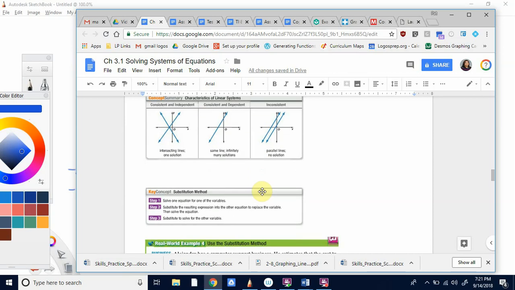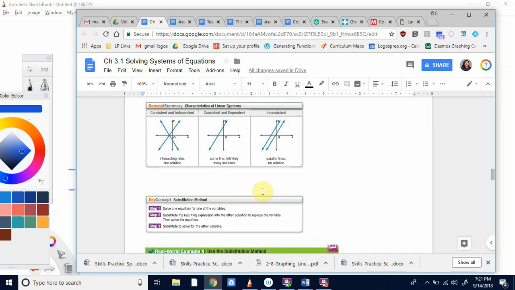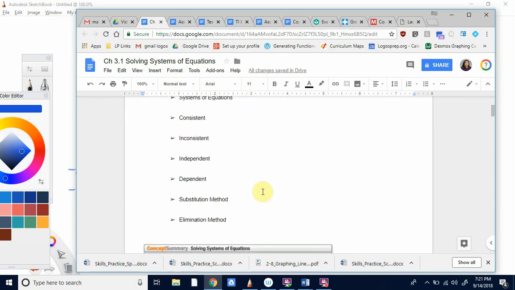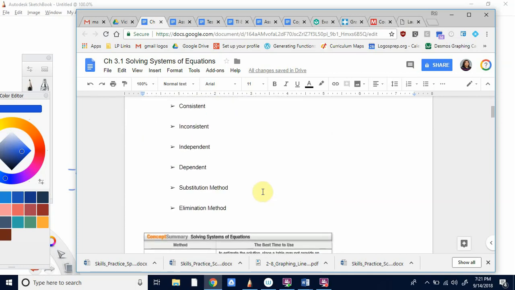And they are classified by being consistent, inconsistent, independent, or dependent. Okay, so these are ways that we can classify them. If they are consistent, that means they have at least one solution. If they're inconsistent, they have no solution. So they're either going to be consistent or inconsistent: one or more solutions, or no solutions.